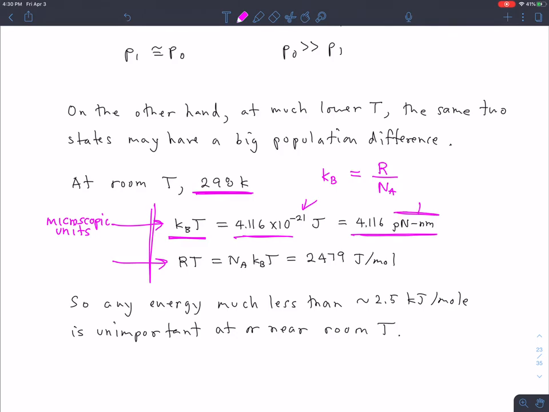If you don't like piconewton nanometer units, that's okay. They are a little unusual for chemists. But single molecule people love those units, so you may see them more and more as time goes by. On the other hand, if you're talking about a mole of things, so these are macroscopic units, then the quantity that matters is RT. That's just Avogadro's number times kBT. And that's our number that we've already used widely in this class, 2479, about 2,500 joules per mole.